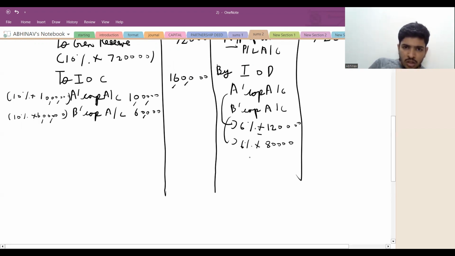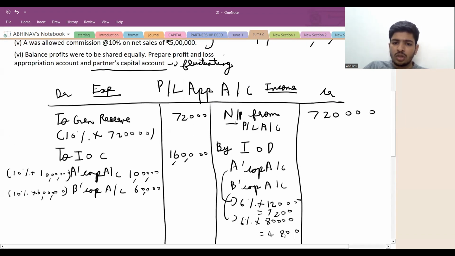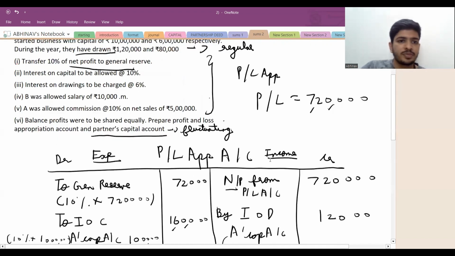So 6% of 1,20,000 is 7,200 and 6% of 80,000 is 4,800. Now add 7,200 plus 4,800. And don't make mistakes in addition. That also is another thing. It's a very silly mistake, but your whole sum will go wrong.